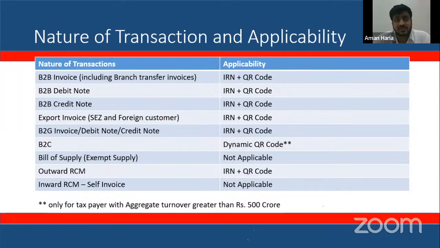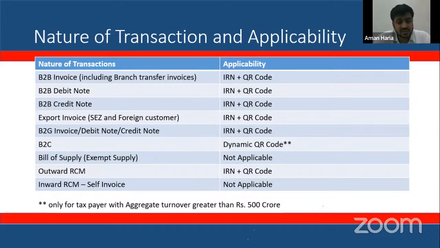The next one is the outward RCM. So for example, if you are a security service provider, your invoice that you issue to your customer, that invoice you do not pay tax under forward charge, but your customer is expected to pay tax under reverse charge. So in those cases, if the security service provider is registered under GST, then for these invoices which he issues to the customer, on which customer is expected to pay tax under reverse charge mechanism, even those invoices have to be uploaded, and IRN and QR code will be required to be generated.